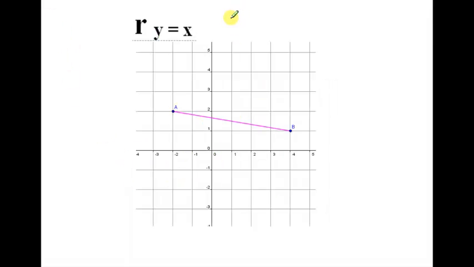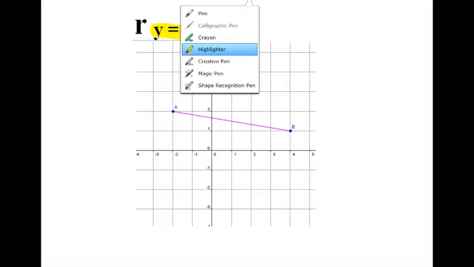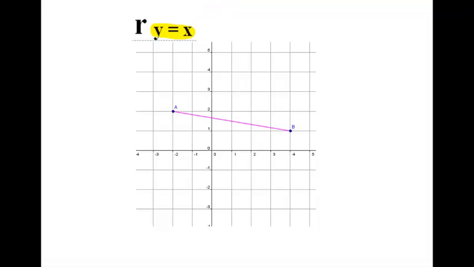All right, so what do they want us to do here? This R tells me they want a reflection, and the y equals x tells me the line they want me to use as the mirror. So this is going to take a pretty careful graph. Take your time and draw the line y equals x.